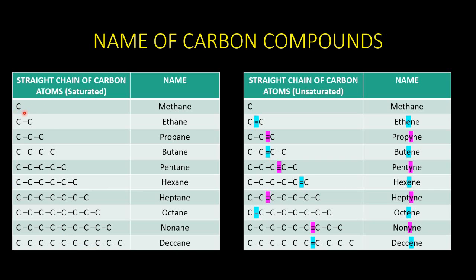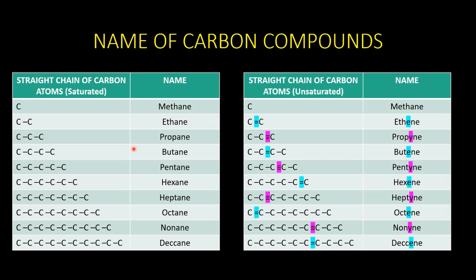First, if there is only one carbon present, the name starts with METH, meth, and as it is a saturated hydrocarbon, as we learned earlier, the name ends with ANE. Methane is a one carbon compound. If there are two carbon, then the name is ETHANE. ANE denotes that it is a saturated hydrocarbon, and ETH means there are two carbon atoms in that hydrocarbon.